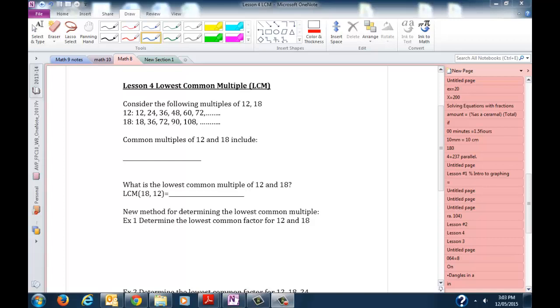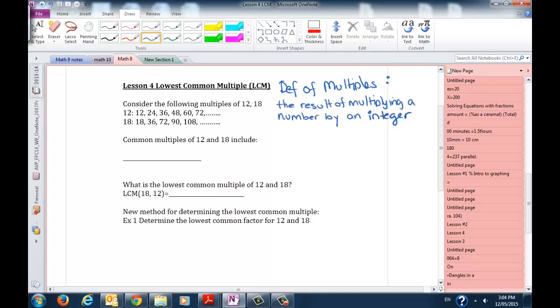Today is our fourth lesson and we're going to look at lowest common multiples. So I thought we should start off maybe with reminding ourselves what the definition of multiples is. The definition of a multiple is the result of multiplying a number by an integer. So consider the following multiples of 12 and 18.